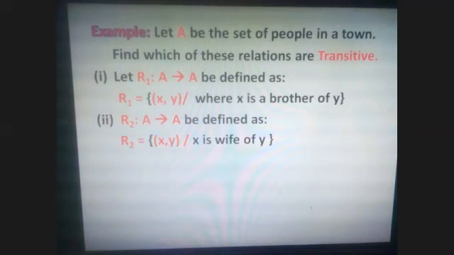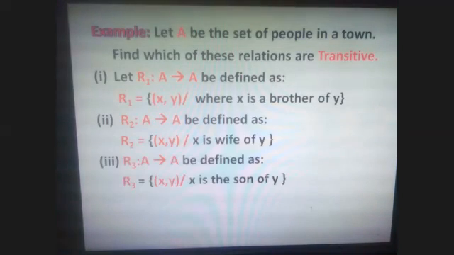R3 from A to A. R3 is the set of (x, y) where x is the son of y. Take care to remember these three relations, all from A to A. R1 is the set of (x, y) where x is a brother of y. R2 is the set of (x, y) such that x is a wife of y. R3 is the set of (x, y) where x is the son of y.